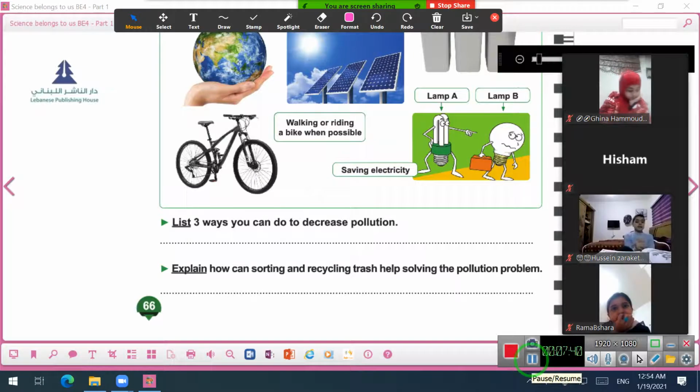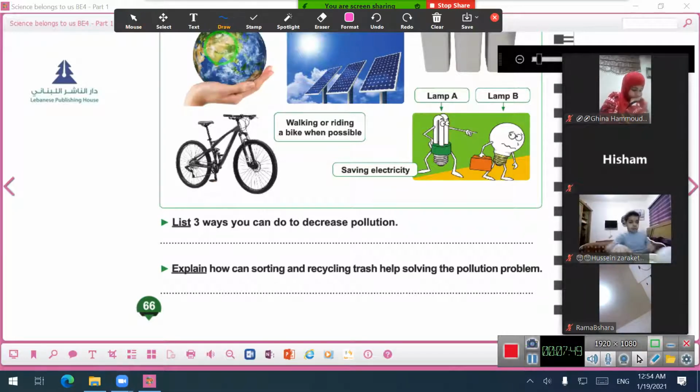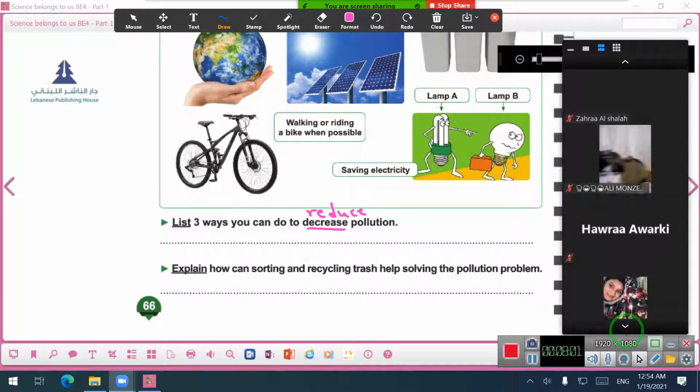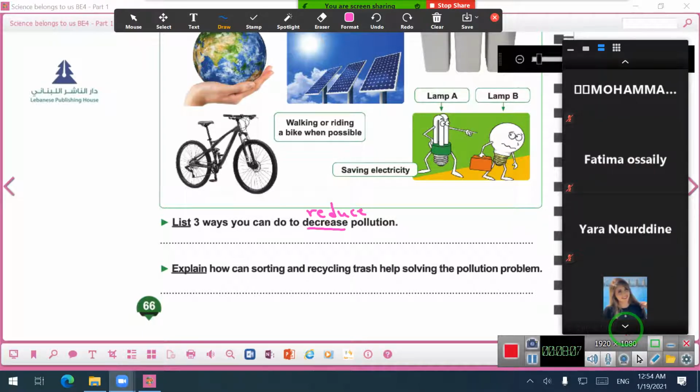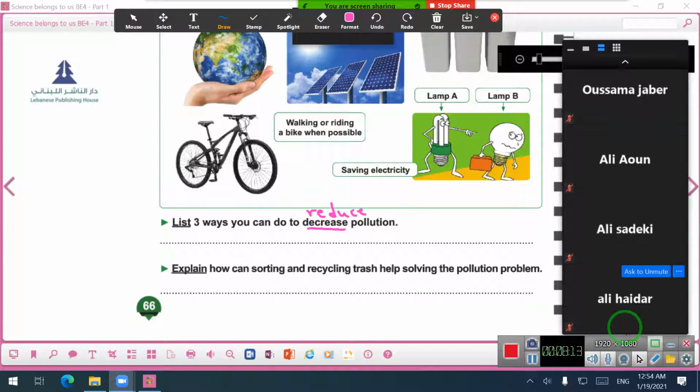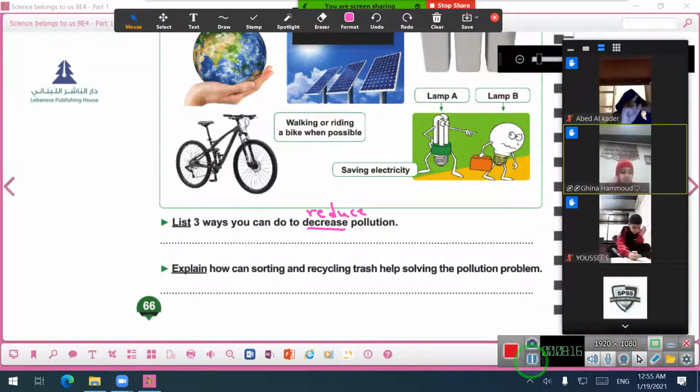Now, in number 1, I have to list or mention 3 ways we can do to decrease pollution. Decrease pollution, as we said before, means to reduce pollution or to stop pollution. Using the above document, I have to mention 3 ways to stop pollution. Who can tell me how I can stop pollution using the above document? Excellent for the students who are raising their hands. Okay, start with the first one. What can I do? No smoking.